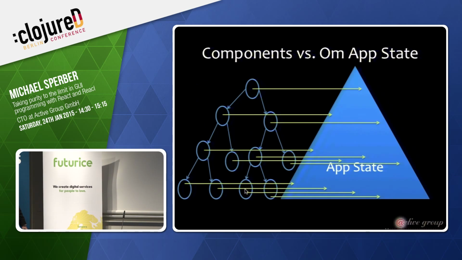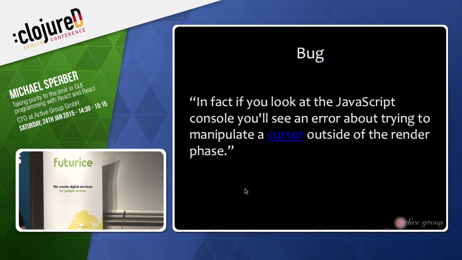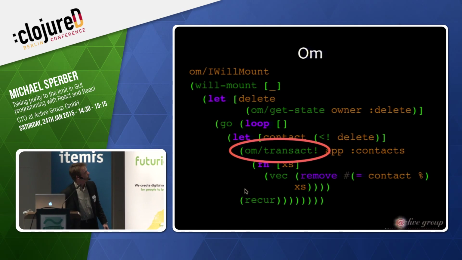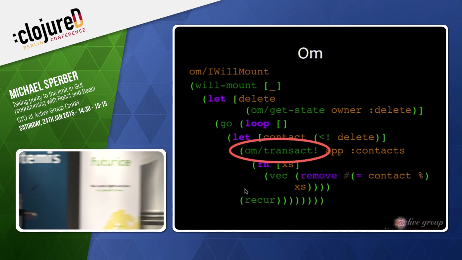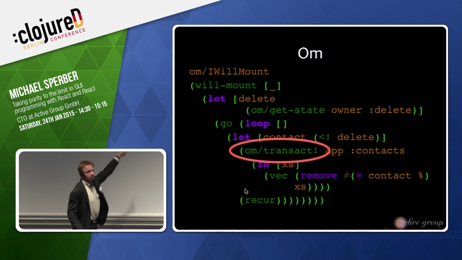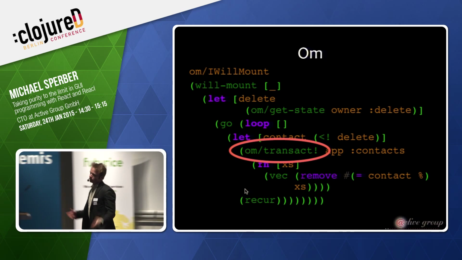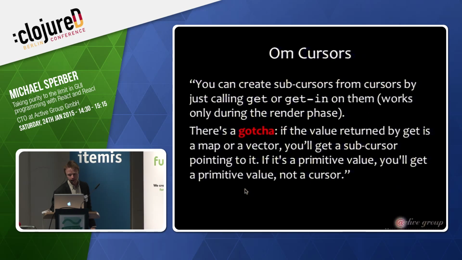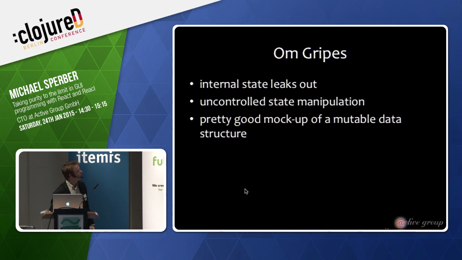If you saw this code, this transact thing, it sure looks like I'm setting the contacts field of the app state to this value, right? Which is not what's happening, but it's almost indistinguishable from that. So anyway, the cursor API bothered me.